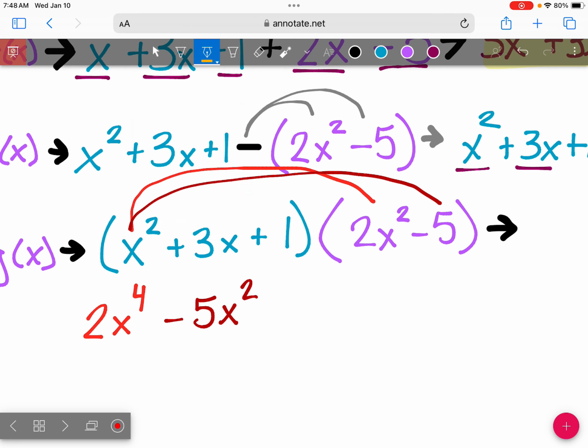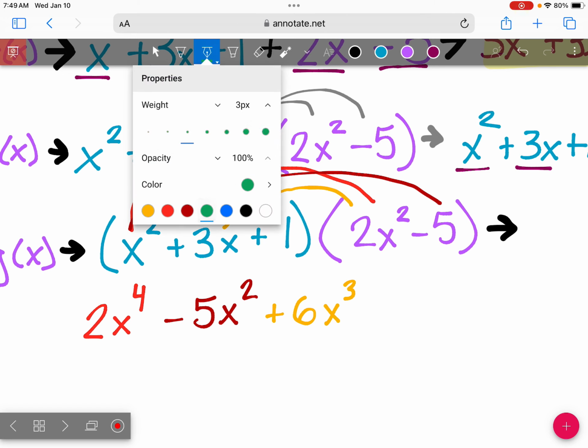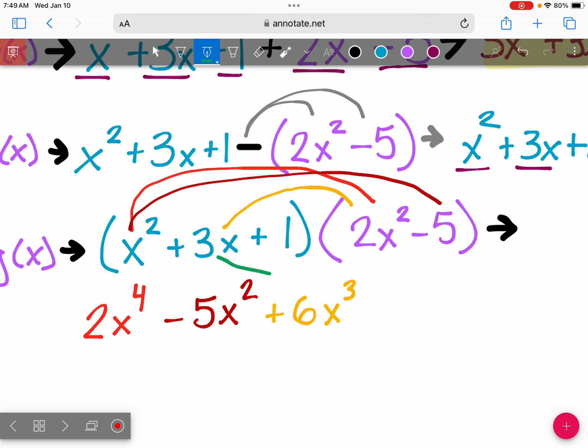So then we're going to do our 3x times 2x squared. Close. Close. What's 3 times 2? 6. X to the 3rd. You both had the cubed, but we got to watch out for that 6. Then we're going to take our 3x, I'm going to go down the bottom this time, times minus 5, minus 15x.